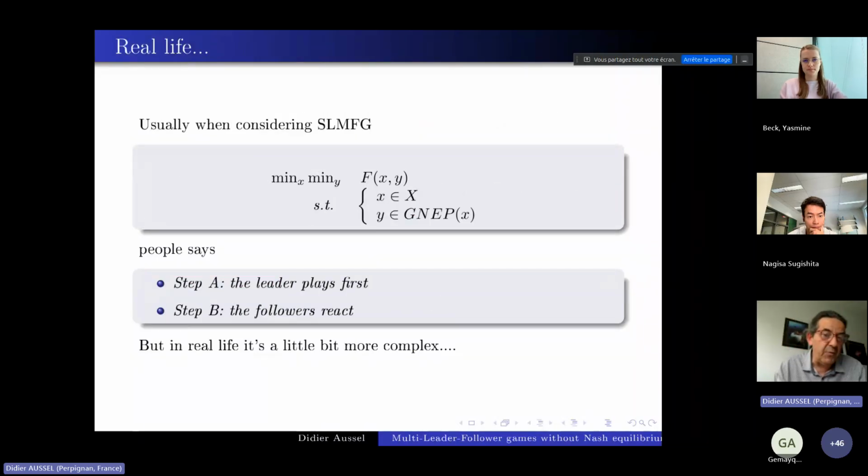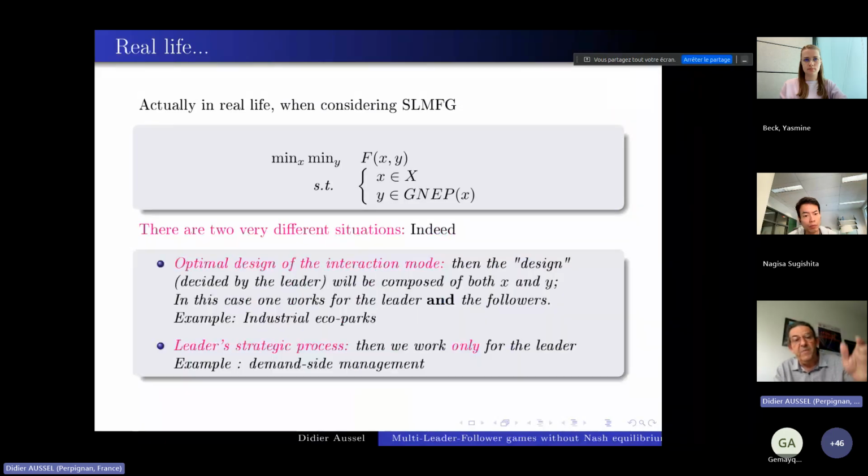Because finally, in real life, what happens? People say the stories, this is very funny, very pleasant: the leader plays first and the follower reacts. Of course, it is not true. In real life, what happens is that those are the two different situations, X and Y. Then I call it optimal design of interaction mode, and just X, then it is a leader strategic process. Those are the names that I created for having a need of just X or having a need of X and Y.